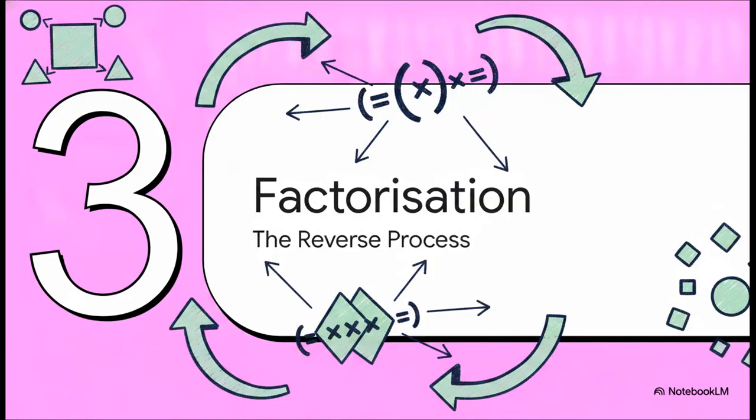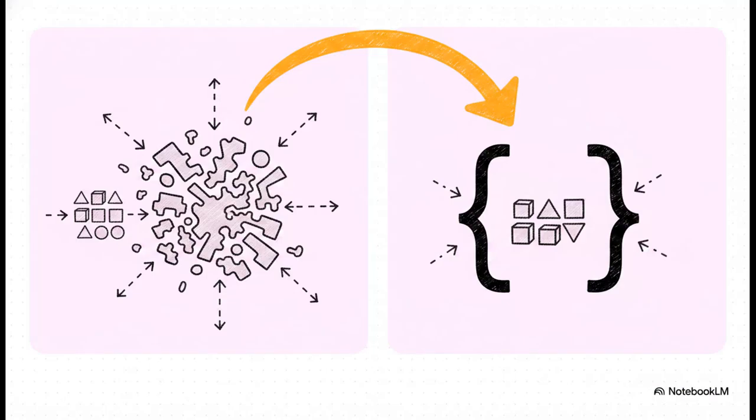Let's flip the script and head into Section 3, factorization, the reverse process. So, the crucial point I really want you to take away here is that factorization is quite literally just walking backwards. Think about it. Expansion takes factors and multiplies them to build a larger expression. Factorization takes that larger expression, uncovers the original factors, and securely packs them right back into brackets. It's the ultimate teardown. So if you can understand the logic of expanding, guess what? You already possess the logic needed to factorize.